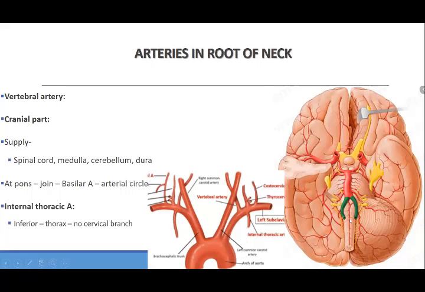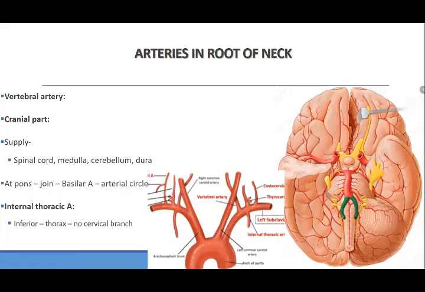It gives branches to the spinal cord. It gives branches to the medulla. It gives branches to the cerebellum. And don't forget, this entire structure, the brain, is covered by meninges. Okay? So this vertebral artery also gives branches to the dura mater in the posterior cranial fossa because all this structure is lying in the posterior cranial fossa. Cerebellum, posterior cranial fossa, you know that.